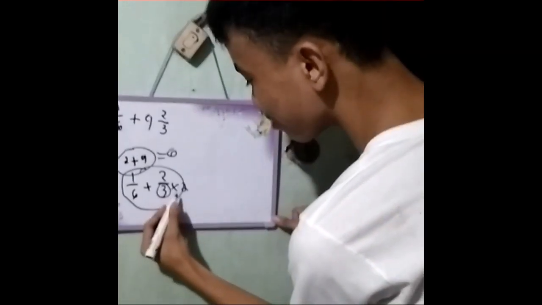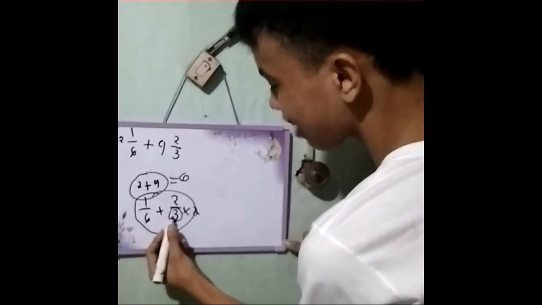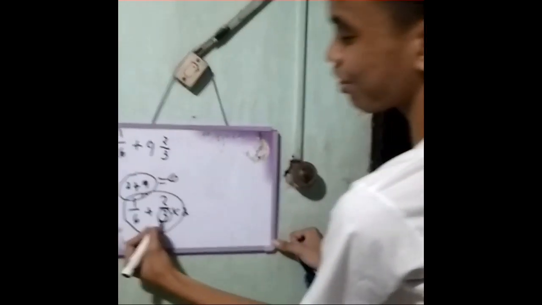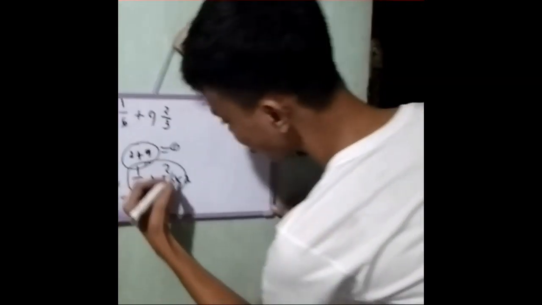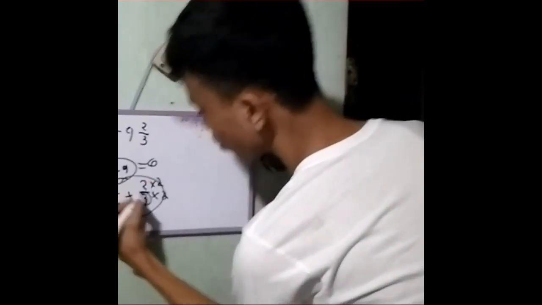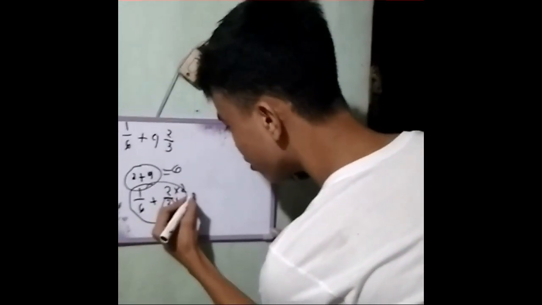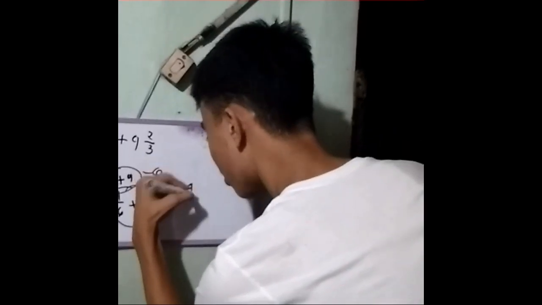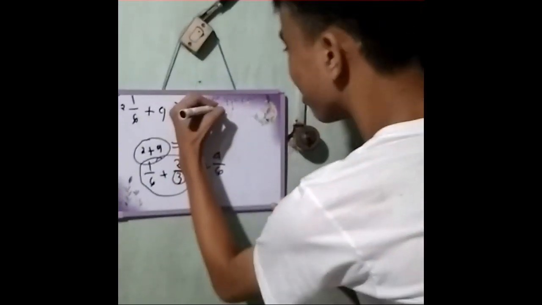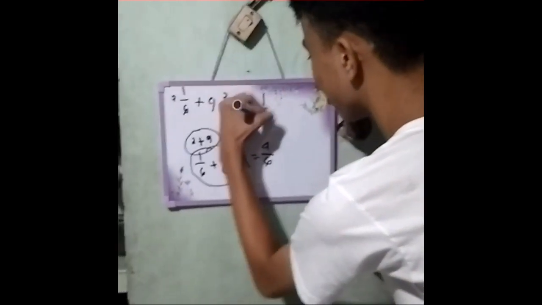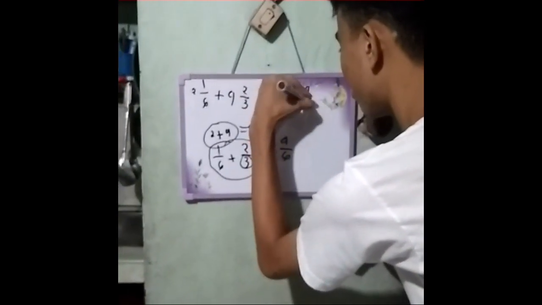So we're going to times the denominator by 2. Kung anong ginawa natin sa baba, gagawin din sa taas. So 2 times 2 is equals to 4 over 6. So nakuha natin lahat ng fraction ay 1 over 6 plus 4 over 6.